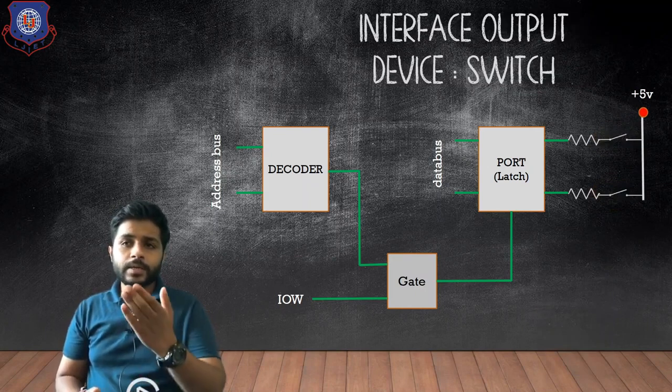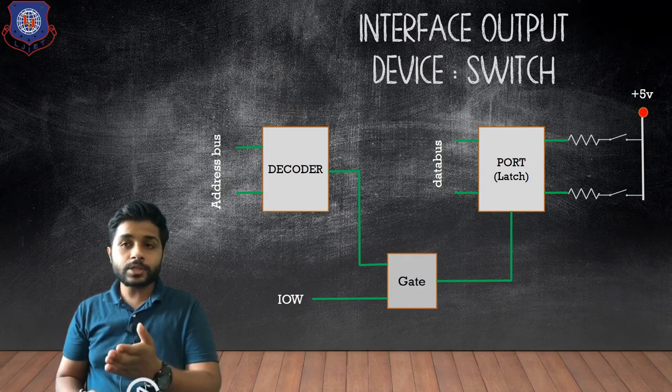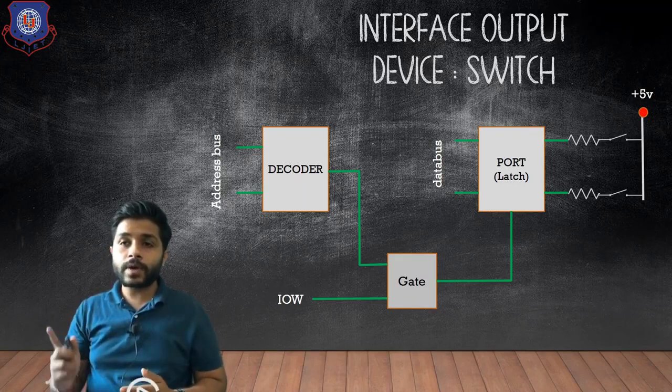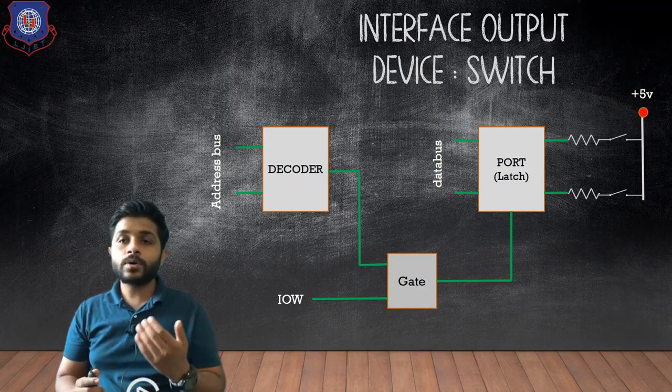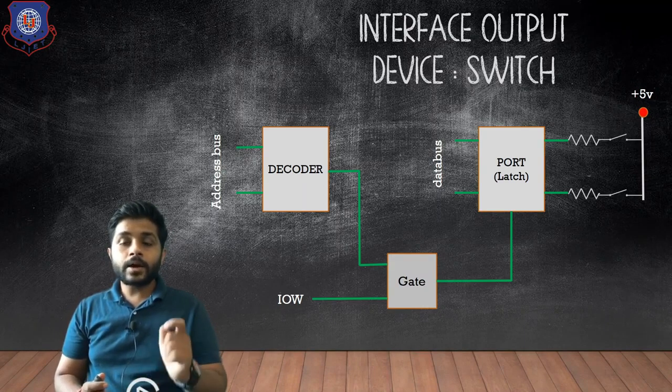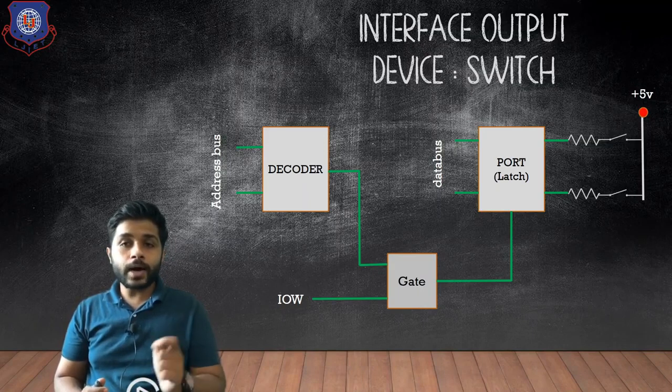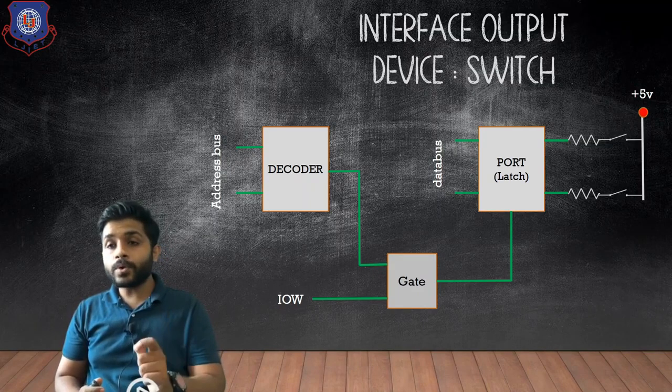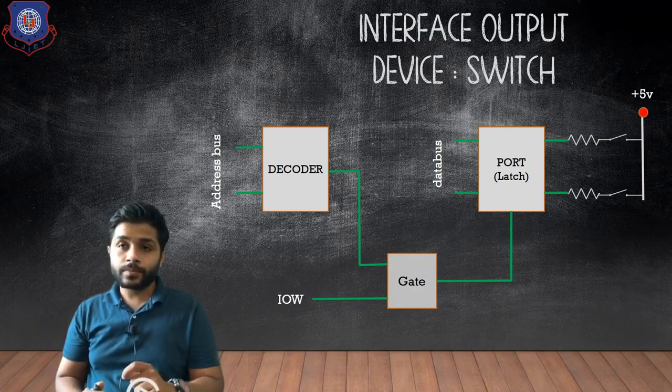Now let's see how to connect input devices. You can see that we have connected an input device, which is a switch, with the port. One part of the switch is connected to 5 volt and the other part is connected to the port. So in this example, you can clearly see that the control signal is changed from IO write to IO read and the port is changed from latch to buffer.